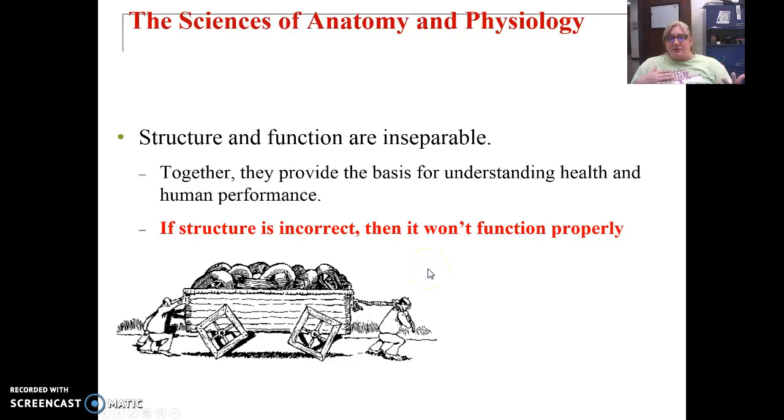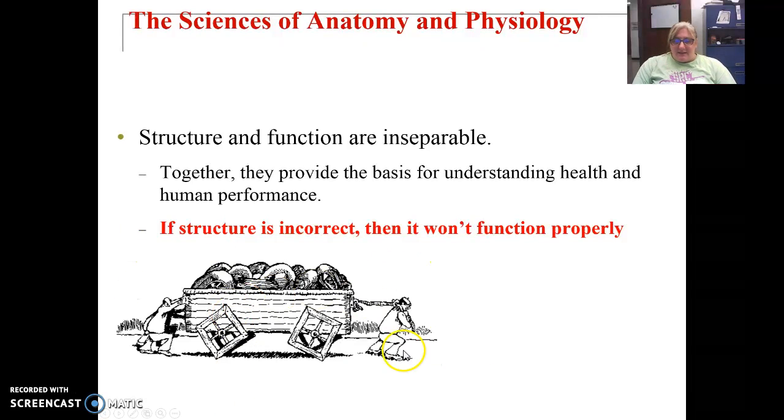So structure and function are inseparable. If we want to understand the human body, we have to study structure and function together, which is how we study it in our school. At every school I've ever taught at, we've always studied it together. If the structure is not correct, then the function is not going to be correct. And if the function isn't correct, then typically the structure has been damaged. So structure and function work together.